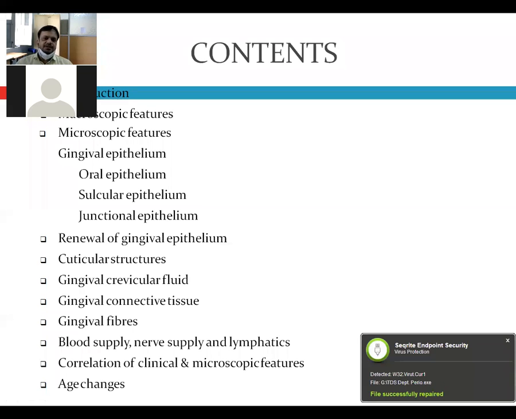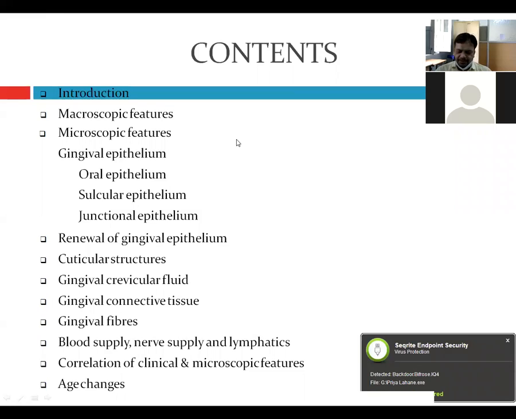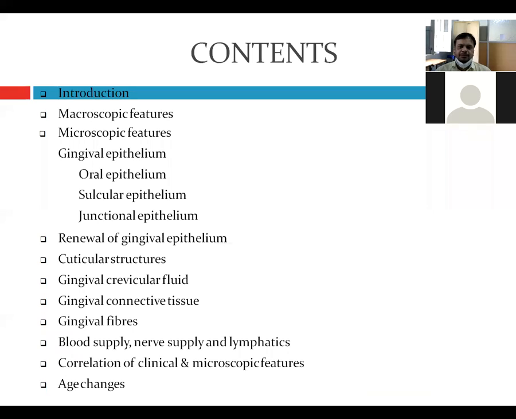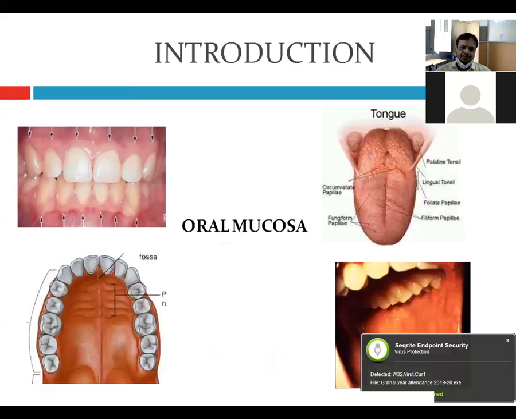So today we will discuss what are the macroscopic features of gingiva, then microscopic features of gingiva, the gingival epithelium, then how renewal of gingival epithelium takes place, then gingival connective tissue, gingival fibers, blood supply, and nerve supply.